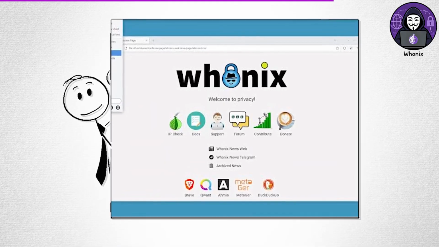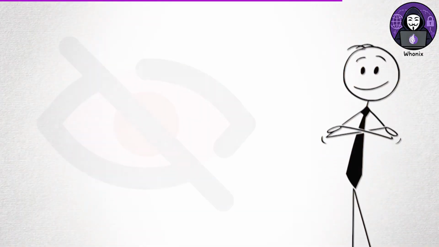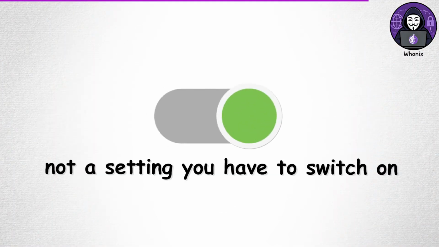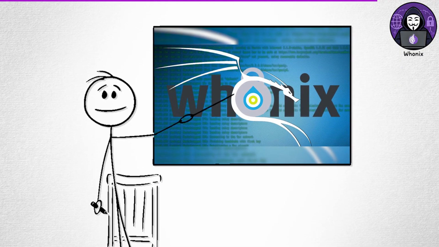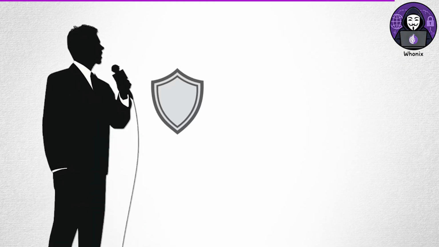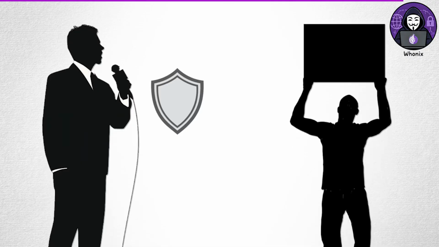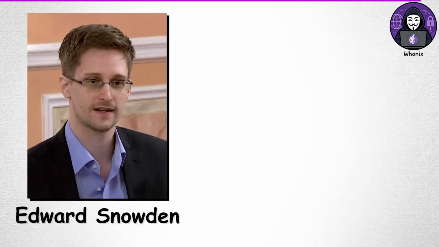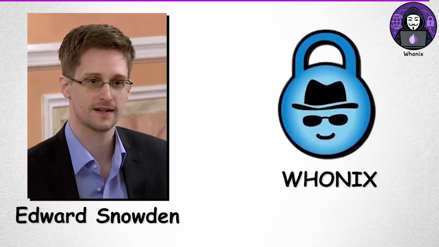It's not that it hides you. Plenty of tools hide you. It's that it keeps hiding you even after you've already been broken into. And that protection is wired into how the whole system is built, not a setting you have to switch on. That same protection is why the people who really can't afford to get caught use it. Journalists protecting sources whose lives are on the line. Activists under governments that would jail them for what they post. Edward Snowden, the most famous whistleblower alive, has specifically pointed to Whonix as one of the tools he'd trust.